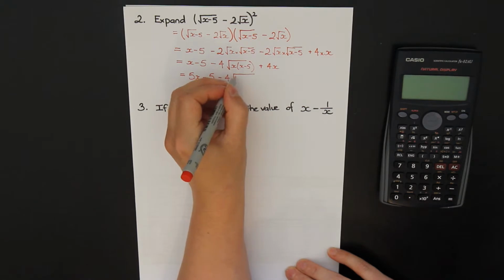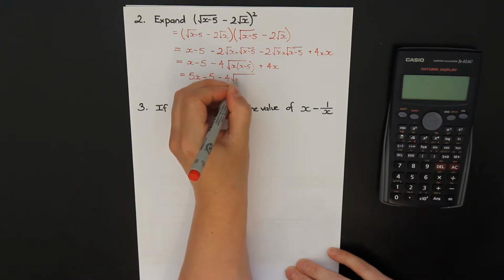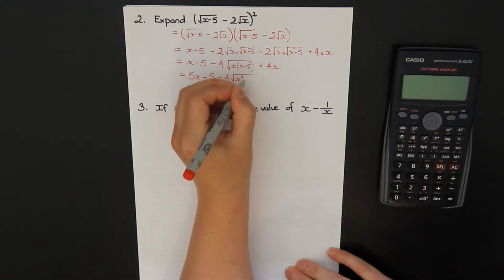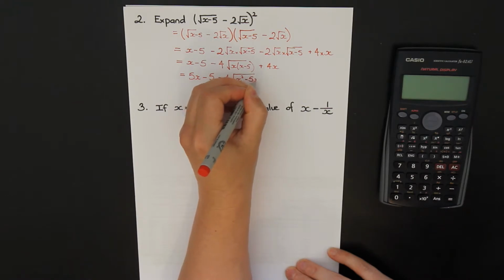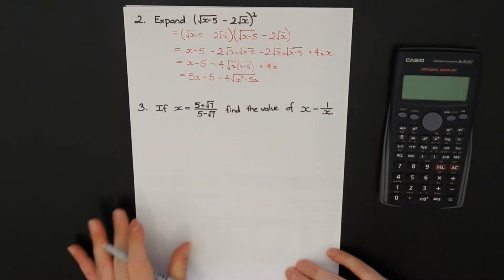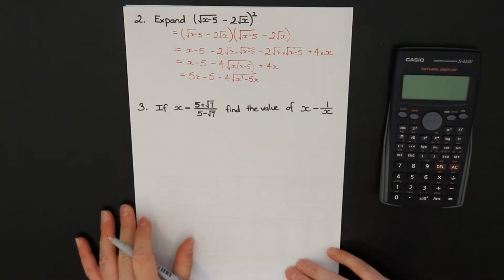I can expand this bracket. x times x is x squared, and x times 5 is minus 5x. And there it is, all expanded out.